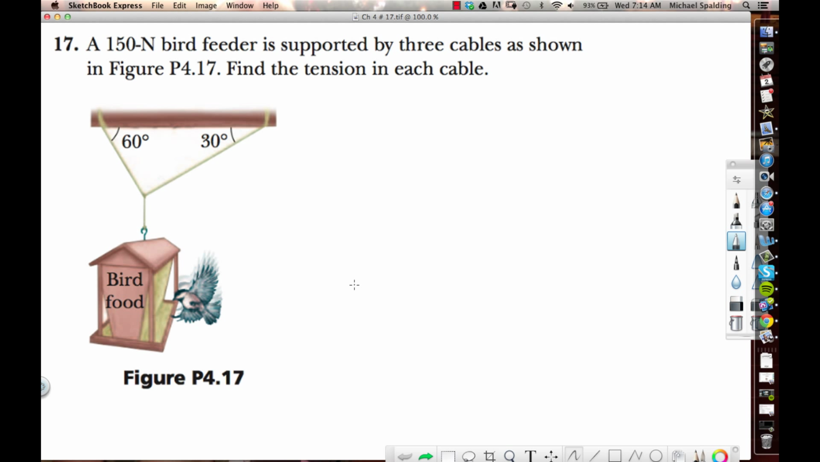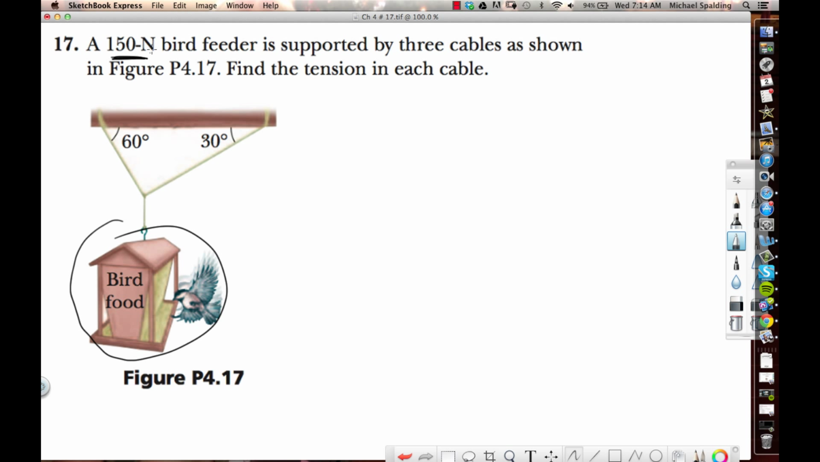Okay, so this problem here, we're given this. Now this is a big bird feeder. Look, they tell us 150 Newton. What is 150 Newton here? Is that the mass of the bird feeder?